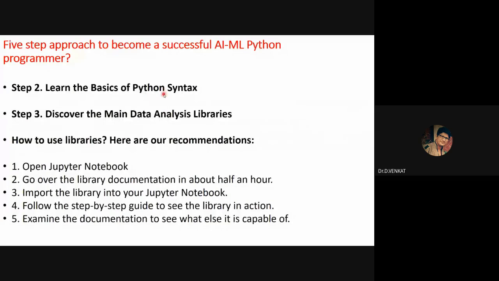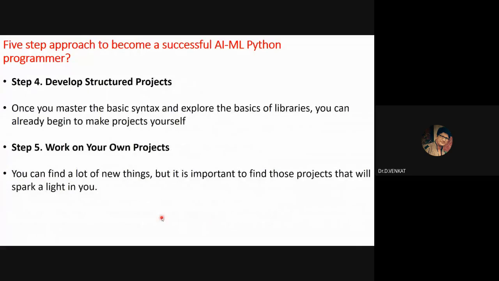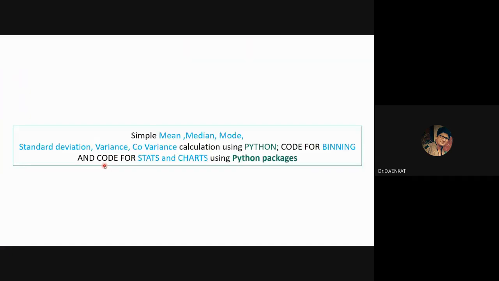Then you should know some basic syntax of Python. Then you should be able to look at the library. So these are all the steps which we already explained to you. You open the Jupyter notebook, you can go to the documentation, you can import the library. We'll teach you all those things. And then you can develop some good project, you can create the project, and you can work on your own project, right? Ranga, I think you can take control now to show the Python code.